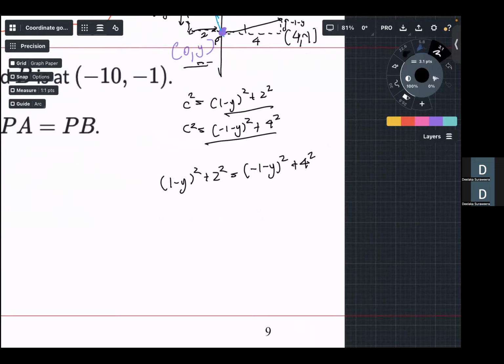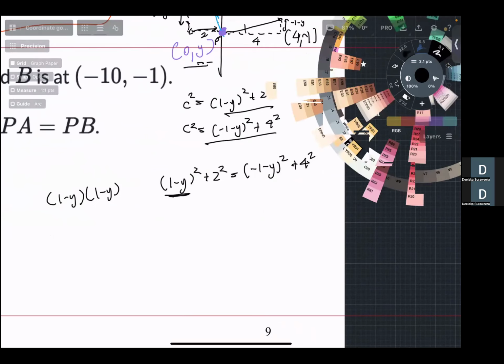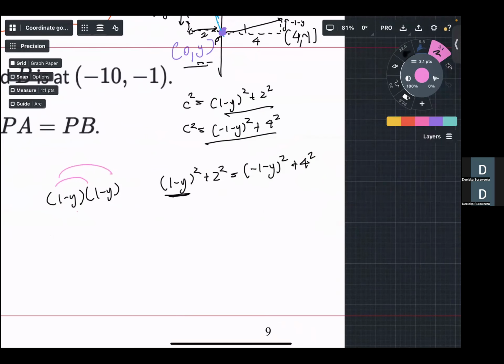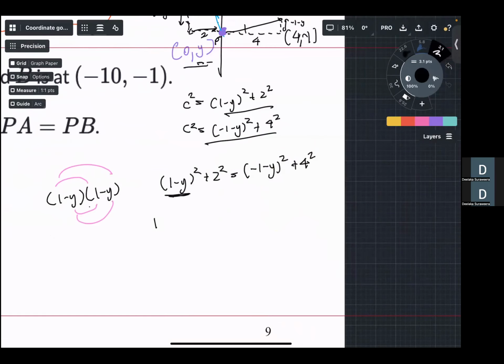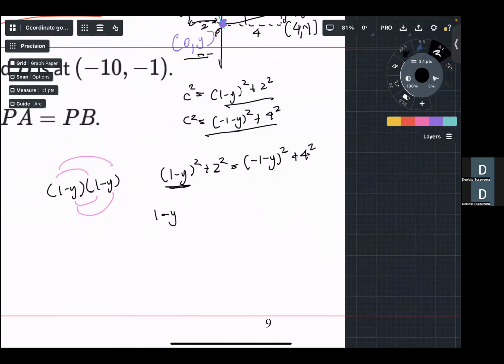Right, and what happens is there are quadratics, and I know you don't know how to solve them yet, but you know how to expand this bracket, right? FOIL: first, outer, inner, last. 1 times 1 is 1. 1 times negative y is negative y. Negative y times 1 is negative y. Negative y times negative y is y squared. And you do the same thing here. Negative 1 times negative 1 is positive 1. Negative 1 times negative y is plus y, plus y, plus y squared.